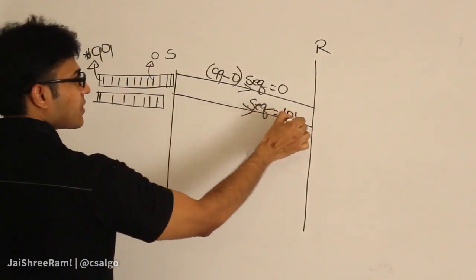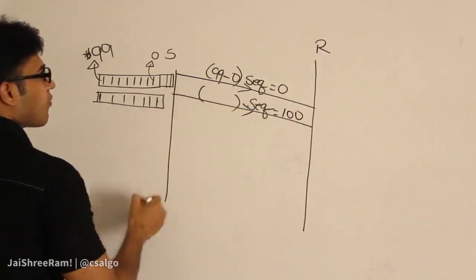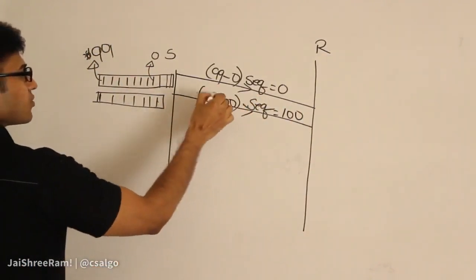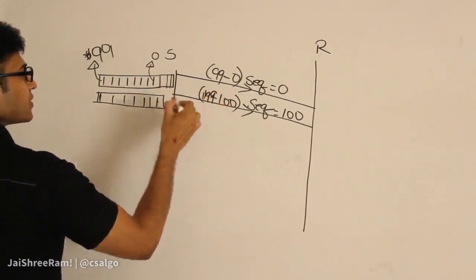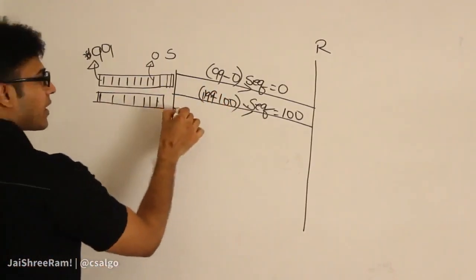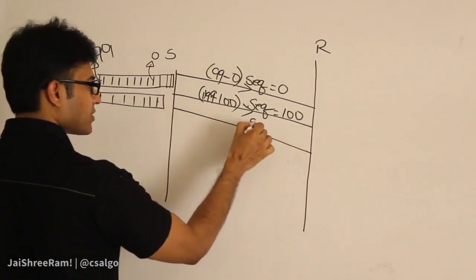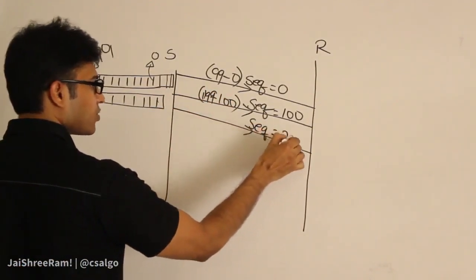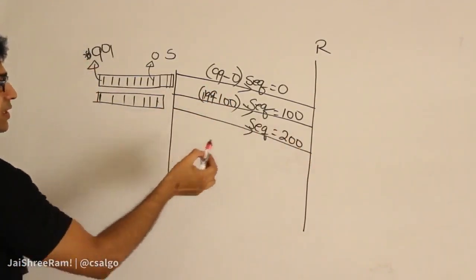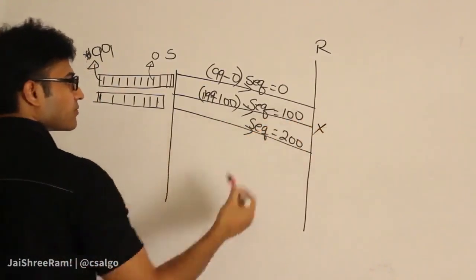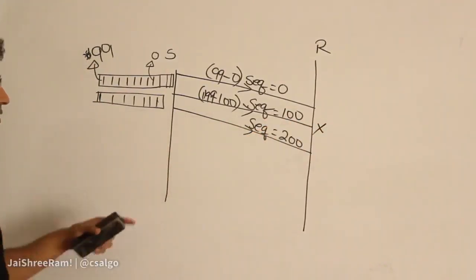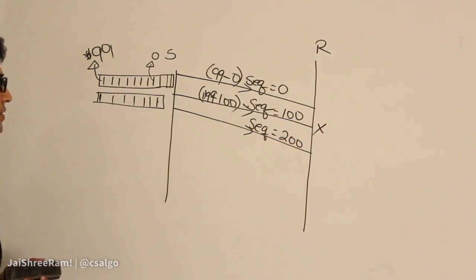So sequence number will be equal to 100. Then what is the range? 100 to 199 is the range, right? And likewise, let us say you are sending the next one also, sequence number 200. Let us assume that this segment is lost, which means this segment is not received by the receiver.